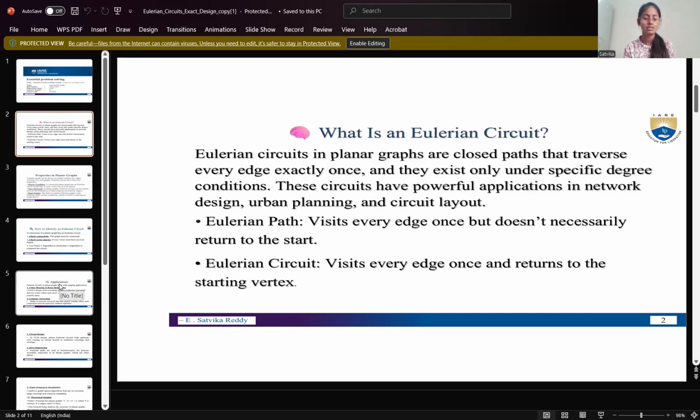In simple words, an Eulerian circuit in a planar graph is a continuous path that covers every connection once, returns to the start, and can be drawn neatly on a flat surface without any edge crossing. It exists only when every vertex has an even number of connections and the graph is connected.